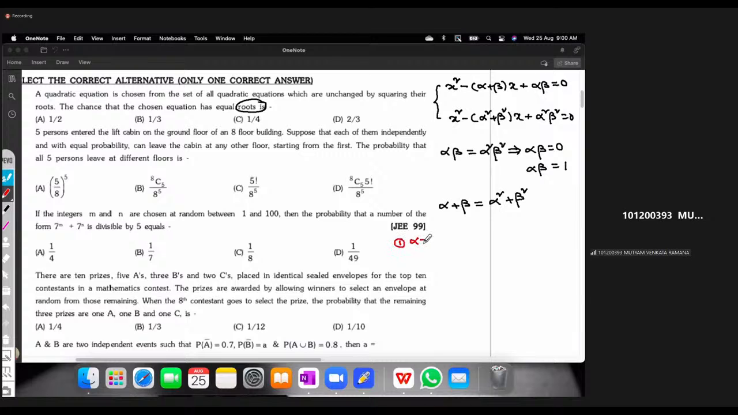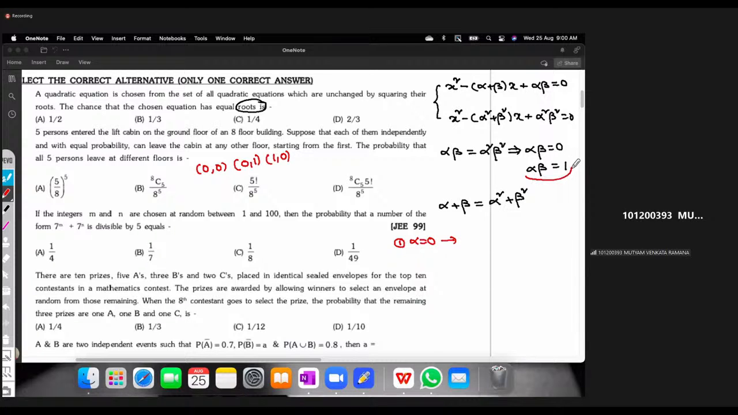Case 1, alpha is equal to 0. At that time, beta is equal to beta square. So you will be getting 0 comma 0 as one root. Alpha is equal to 0, beta is equal to beta square, so beta is equal to 0 or beta is equal to 1. That gives 0 comma 1. Next, similarly, 1 comma 0 will be there.